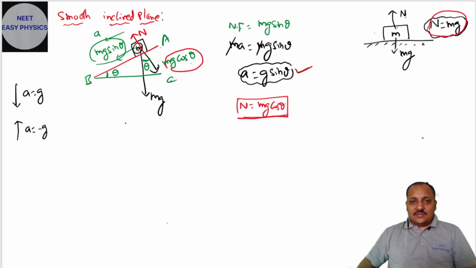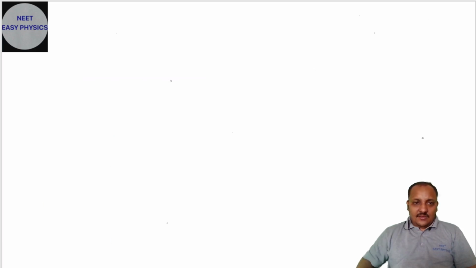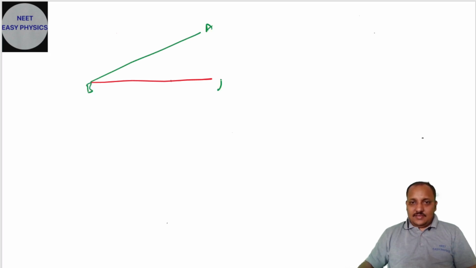Now, how may they ask questions on this? An object is moving from rest on the inclined plane ABC. The inclined plane length is L, and the inclined plane is at a height small h, making an angle theta. The object is moving from A to B, starting from rest, u equals 0. What is the velocity when it reaches the ground?